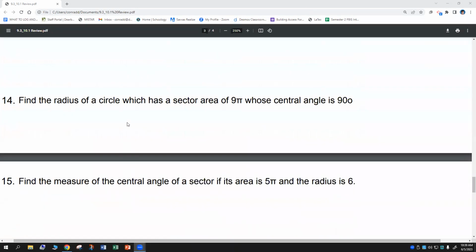All right, 14. So this time we're using sector area because they're telling us the sector area is 9 pi. So I'm going to do sector area equals x over 360 times pi r squared. I'm going to substitute in 9 pi for my sector area. I'm going to substitute in 90 for my angle measure. I'm going to multiply by pi times r squared. Again, first thing you want to do is divide by pi. Then we can multiply both sides by 360 to get rid of the fraction.